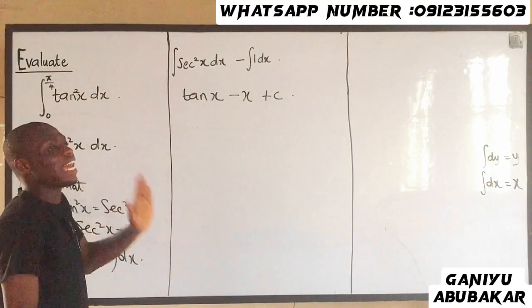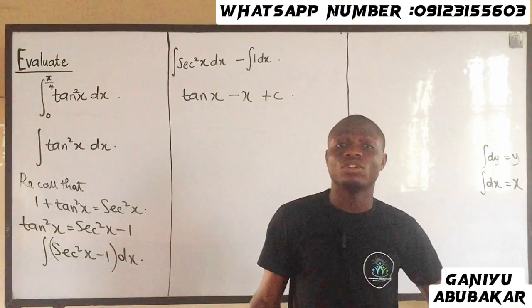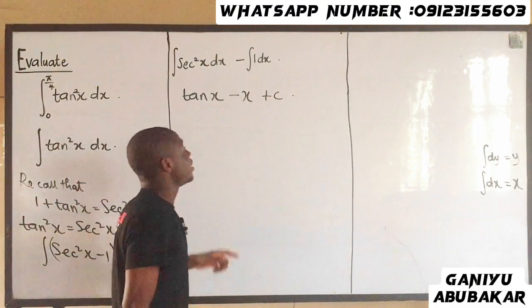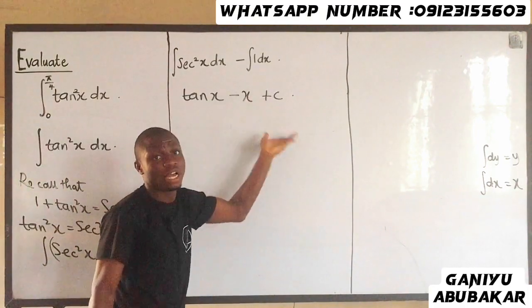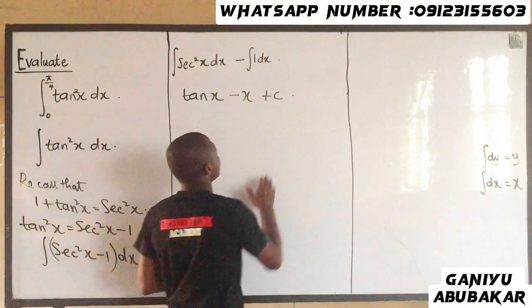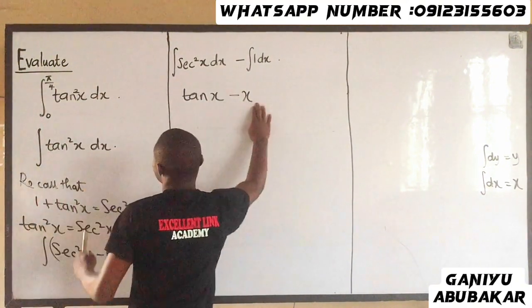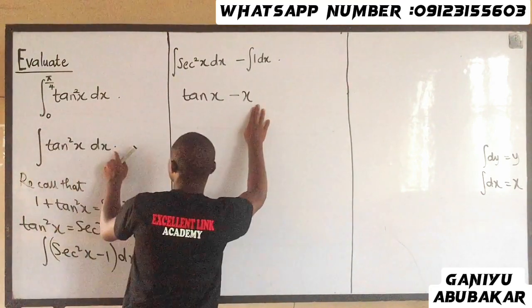We said in the last class under integration, I'll drop a link to the last class under integration, that putting c is optional. Why? Because in the long run, it will cancel out. So in other words, I will ignore plus c. So I'm having this as my answer after integrating this one alone.